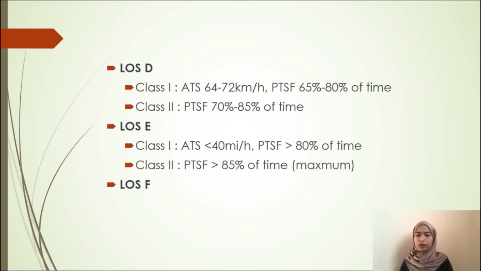Class 1 highway average travel speeds are 40 miles per hour or less, and the travel delays occur more than 80% of the time. Class 2 highway maximum delay, PTSF, is greater than 85% of the time.